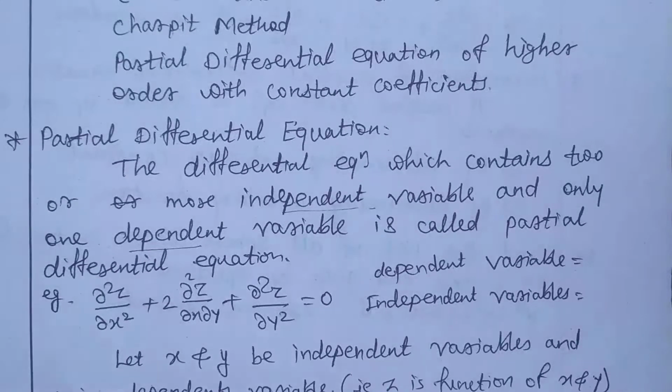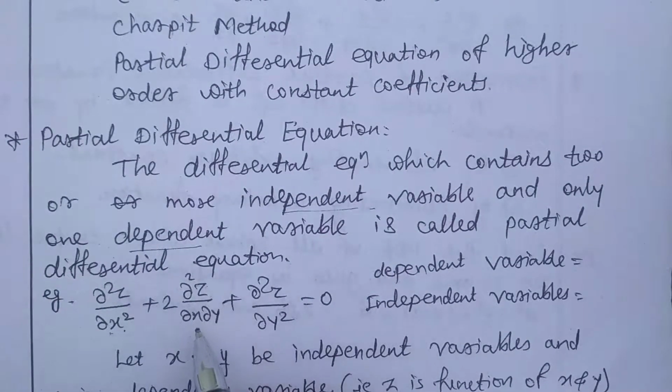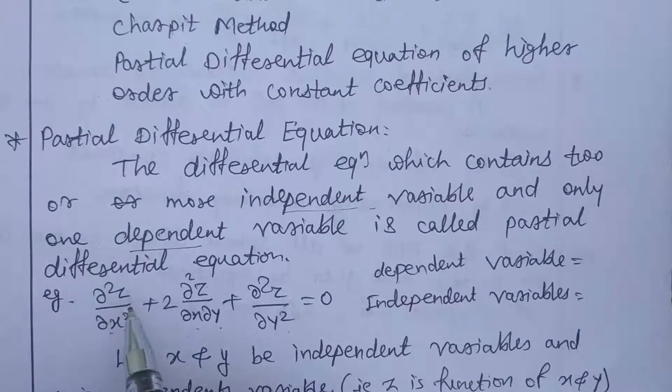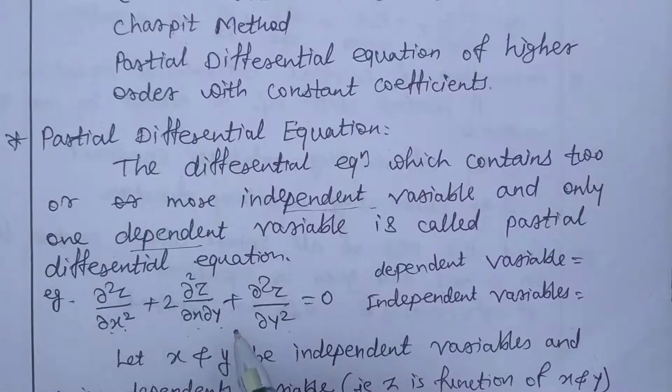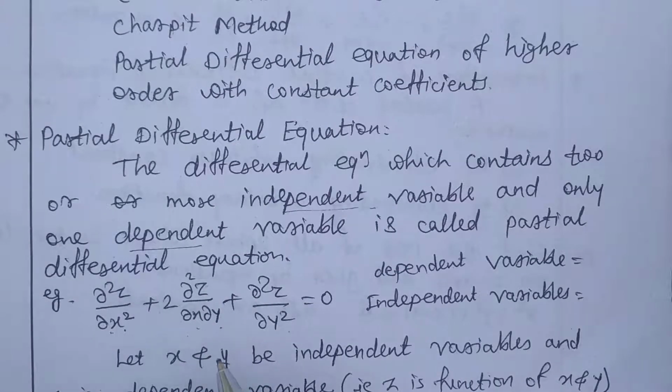For example, see this: ∂²z/∂x² + 2 ∂²z/∂x∂y + ∂²z/∂y² = 0. This is a partial differential equation. As we know, the notation for the partial derivative is ∂/∂x, ∂/∂y, like that. As we already used the notation for the ordinary derivative as d/dx or d/dy, here for the partial derivative it is ∂/∂x, ∂/∂y, or ∂²/∂x∂y. So these are the notations.